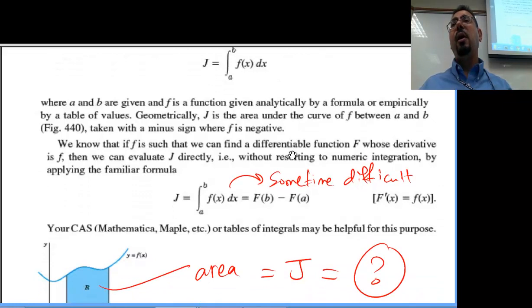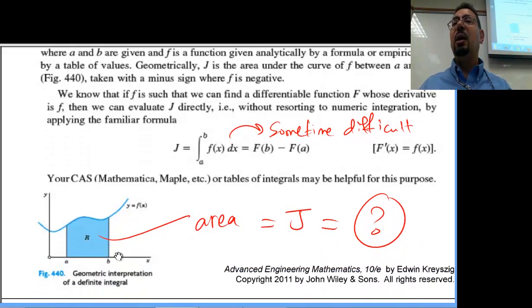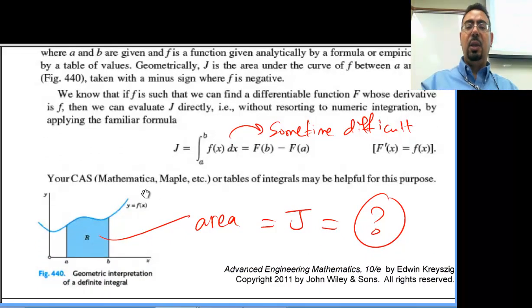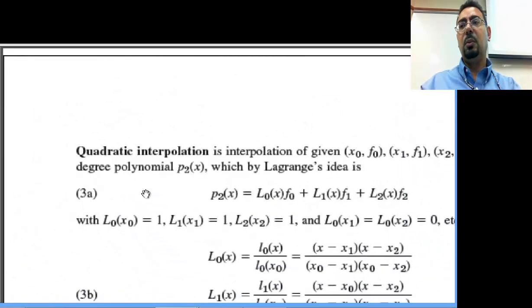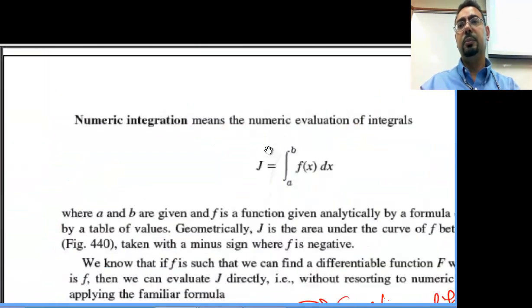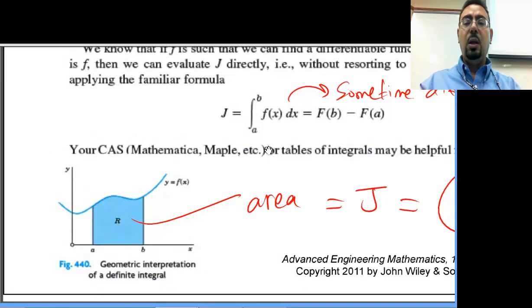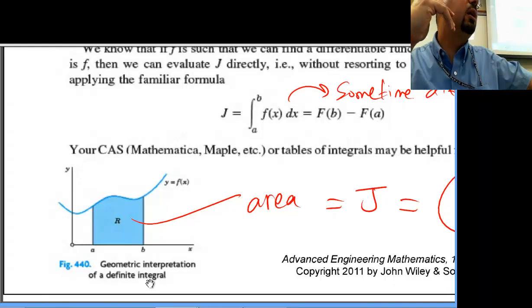So geometrically speaking, the integration of f of x from a to b, this is f of x. I hope you can see from far away. So geometrically speaking, if this is f of x, when you integrate f of x from a to b, basically you are trying to calculate the area under this curve from a to b. That's the secret. The integration is the area under the curve.